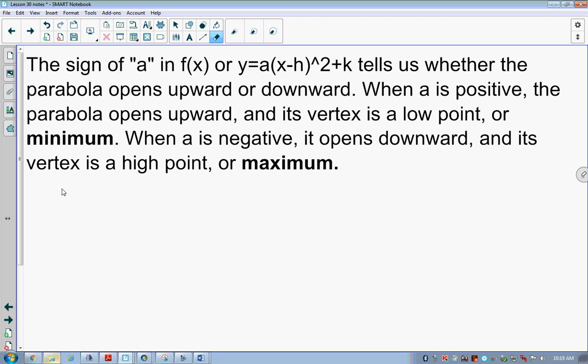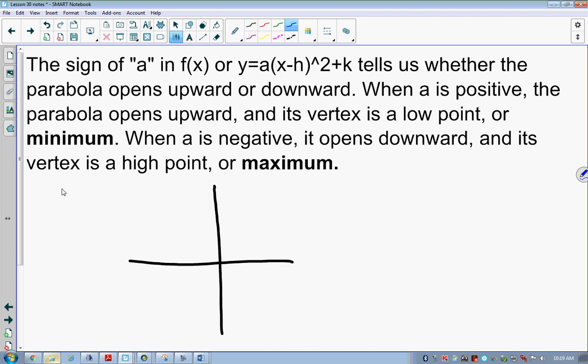Okay? So when a is positive, opens up, vertex is the low point. So what we're saying with that, with the vertex being the low point, is that wherever the vertex is, it's the lowest point on the parabola. Okay? If a is negative, right, then it's going to open downward, and my vertex is going to be the high point on the parabola. That's as high as it gets.